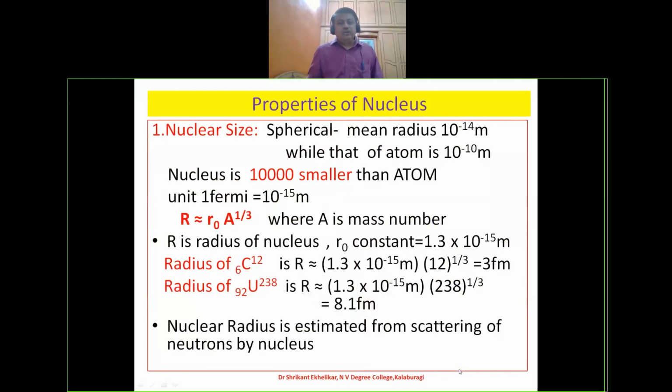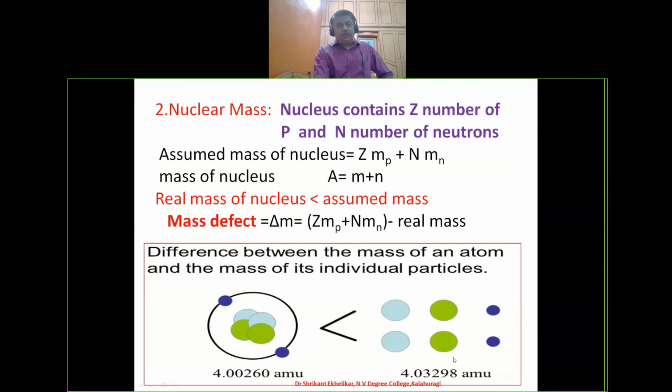Then the nucleus is very small, the nucleus is stable, it is spherical in shape, its radius is 10 raised to minus 14 meter, while the atom is 10 raised to minus 10. The nucleus is much smaller, 10,000 times smaller than the atom. Its radius is measured in 1 Fermi, 10 raised to minus 15 meters, so R is R naught A raised to 1 by 3. Nuclear mass: the assumed mass is Z number of protons plus N number of neutrons. The real mass is less than the assumed mass. So the difference between these two is mass defect. Delta M is equal to ZMP plus NMN minus the real mass.